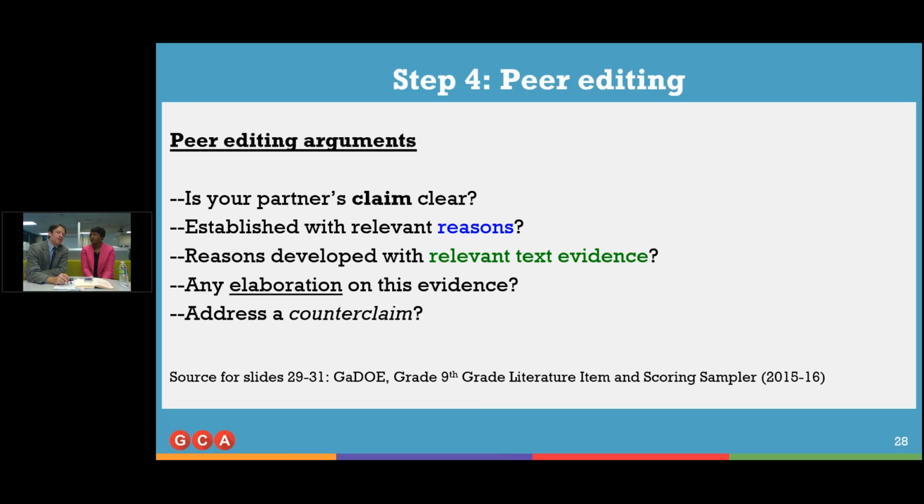If we like the idea of coding claim, reasons, textual evidence, elaboration, counterclaim, and so on and so forth, I could have my students in a peer editing context really code their partner's argumentative essay using that routine.